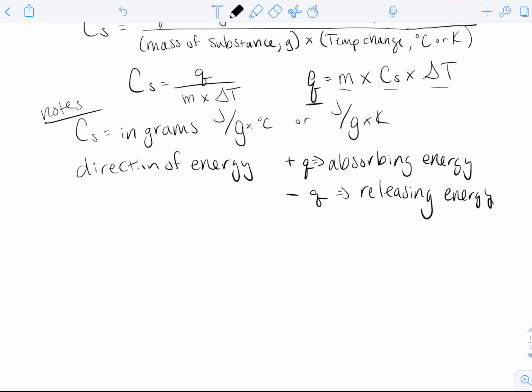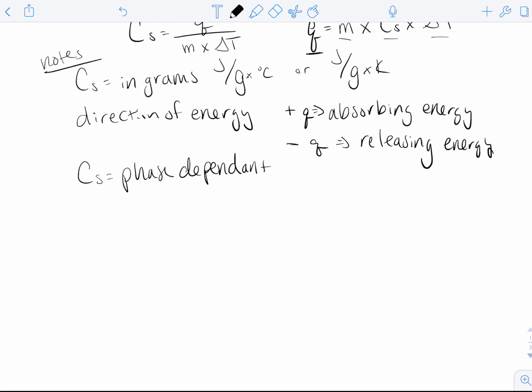Okay, so if we have the specific heat of our substance, our change in temperature, and our mass, we can figure out how much energy is required to change the temperature of a substance. One more thing about specific heat that I want you guys to note: this is going to be phase dependent. So we are going to have a different specific heat based on what phase we're in. We also need to get a full picture. We need to look at enthalpy of phase change. So that's the next thing we're looking at.